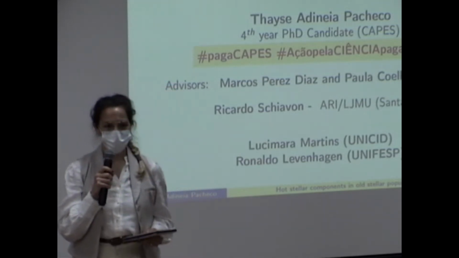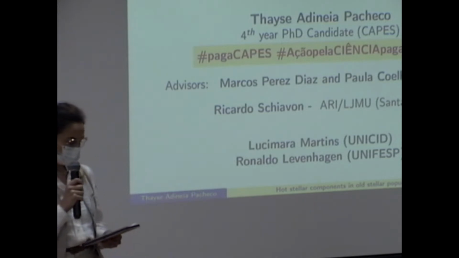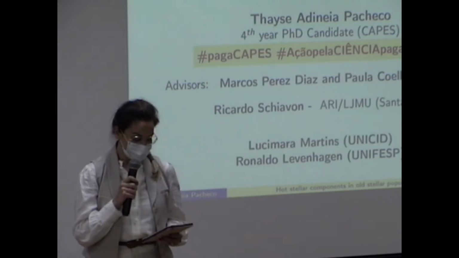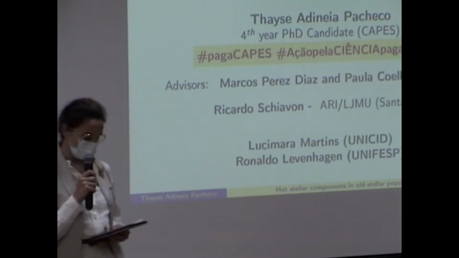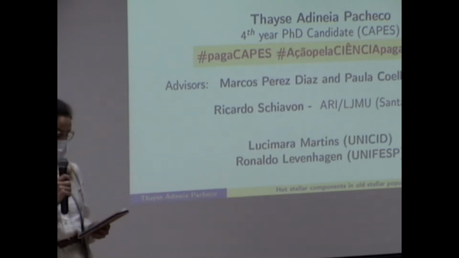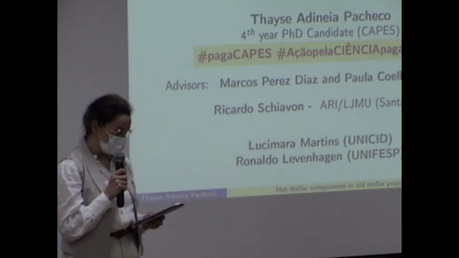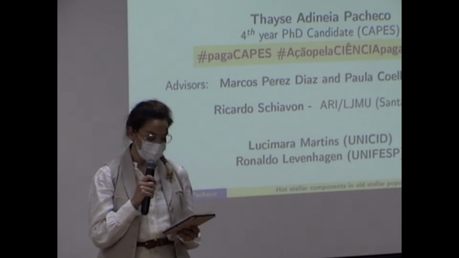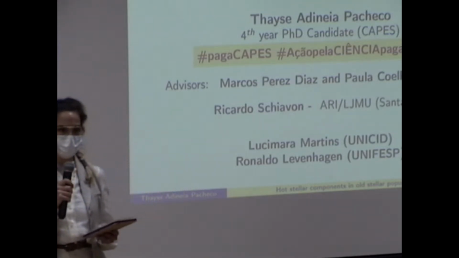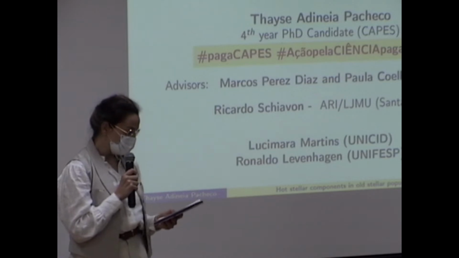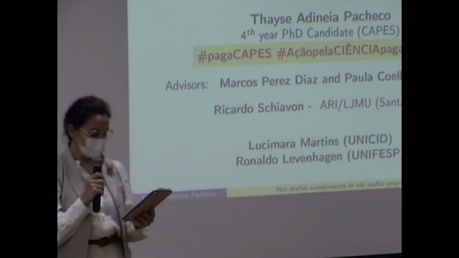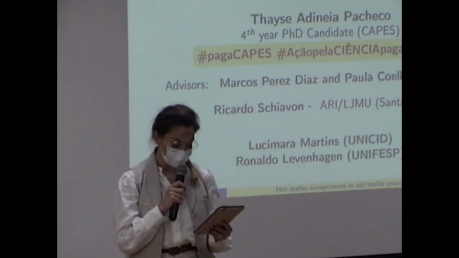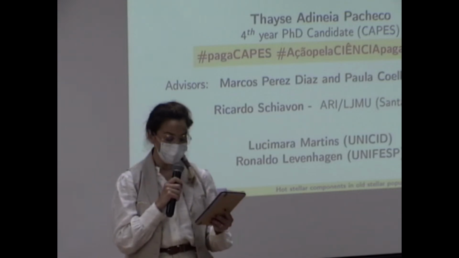So let me just introduce her a little bit. She has a bachelor's degree in physics from Universidade Federal de Rio Grande do Sul, a master's degree in astrophysics from Universidade de São Paulo, where she is now a PhD candidate. Recently, Thayse visited Liverpool John Moores University in the UK. She is a student representative here at the Astronomy Department, and she is involved in outreach activities. Today, Thayse is going to present modeling integrated light spectrum to study hot stellar components in old stellar populations.